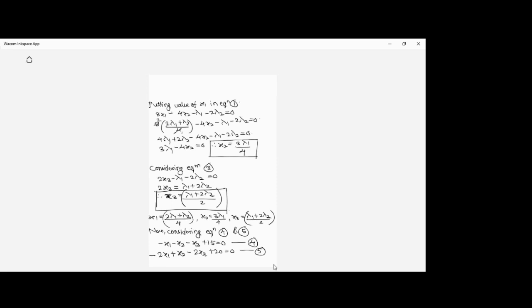Now here I know the values of x1, x2 and x3. So I'll be substituting the values of x1, x2, x3 in both equations 4 and 5, and I'll get two equations in terms of lambda 1 and lambda 2, right? So there are two equations and two unknowns, so I can solve this. So let me put this equation.